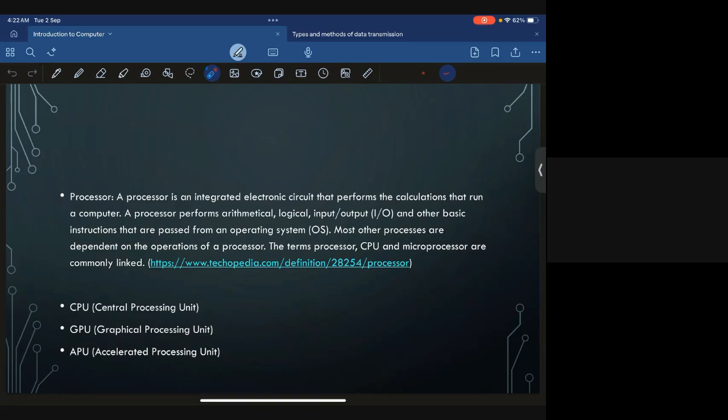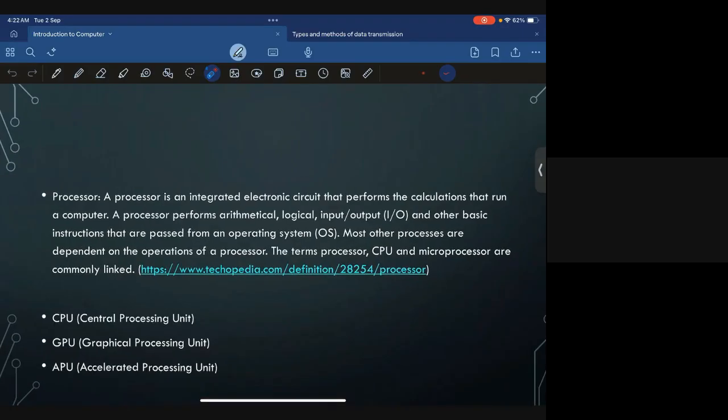So now, as we just discussed, a computer is responsible for processing data. So for sure, we need something that will help us get that done. That device is known as the processor. So the processor is responsible for processing or getting work done in that regard.